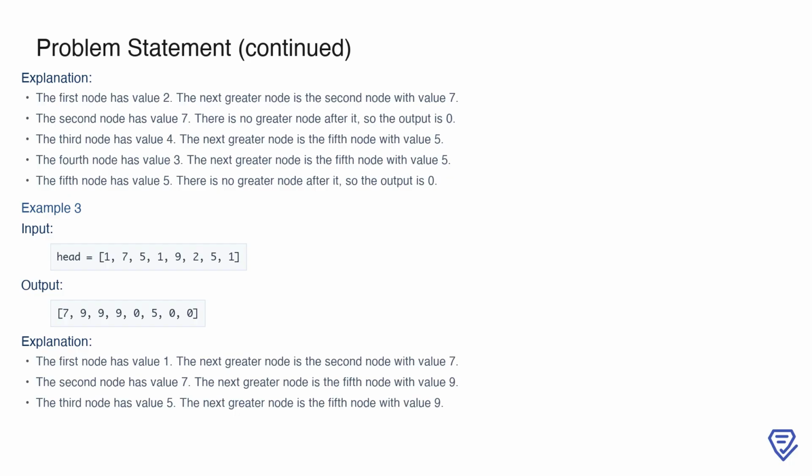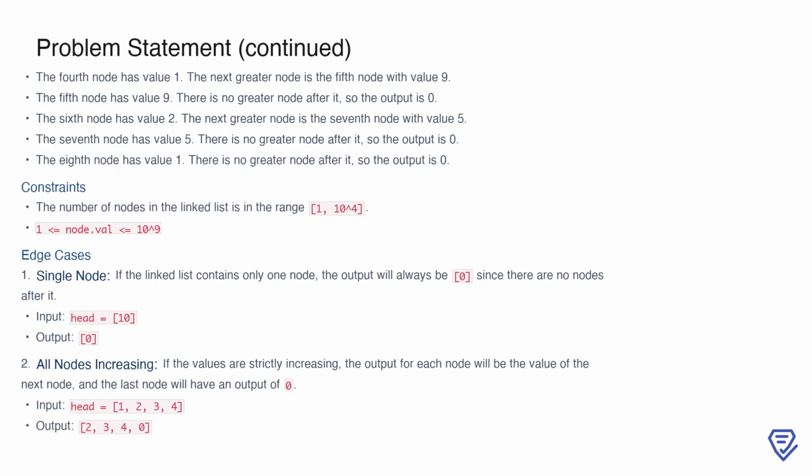Now consider a broader example such as 1, 7, 5, 1, 9, 2, 5, 1. For the first node with value 1, the next greater node is the second node with value 7. For the second node with value 7, the next greater node is the fifth node with value 9. For the third node with value 5, the next greater node is again the fifth node, which is 9. Continuing the explanation for 1, 7, 5, 1, 9, 2, 5, 1, let's examine the remaining nodes.